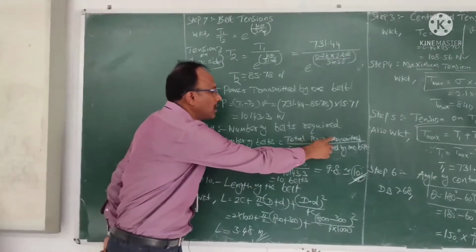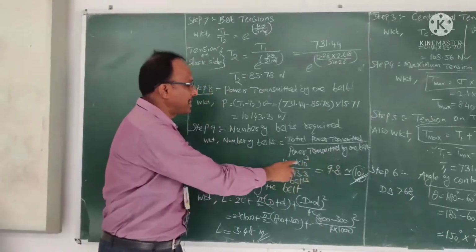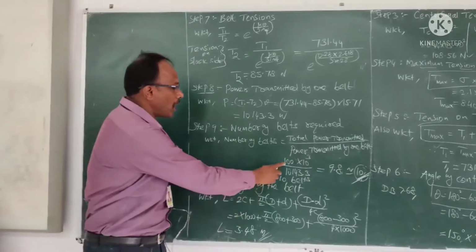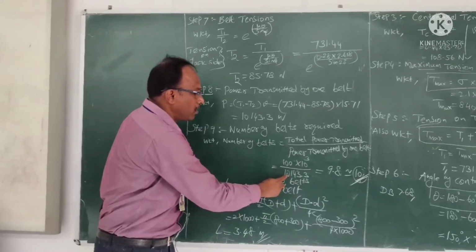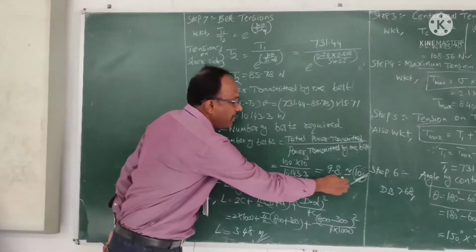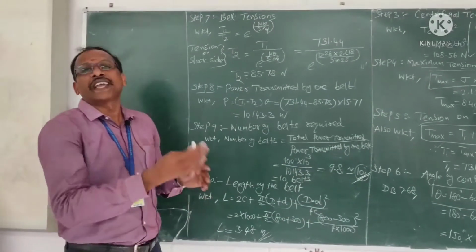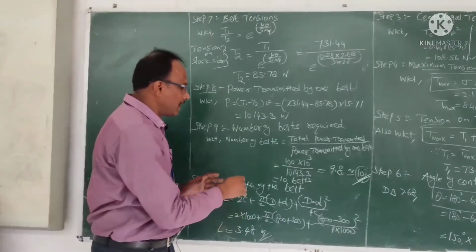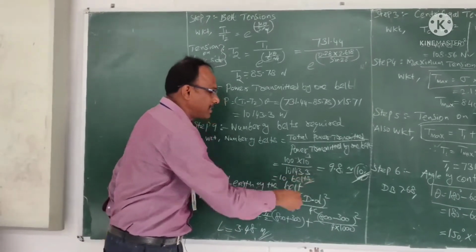Step number 9, now we are going to find out number of belts required, which is calculated by the formula total power divided by power transmitted by one belt. So 100 into 10 power 3 by 10143.3, we get 9.8. So we can take the next higher even number, 10 belts, as required for this application.